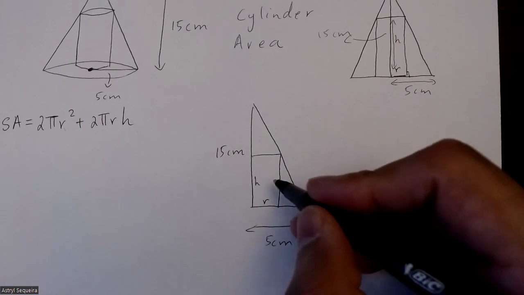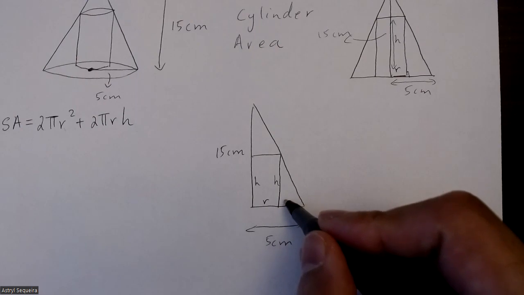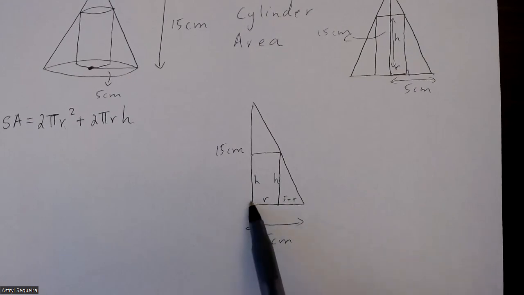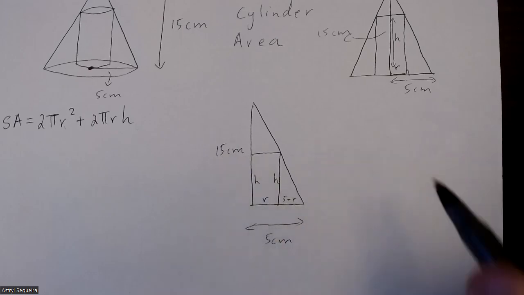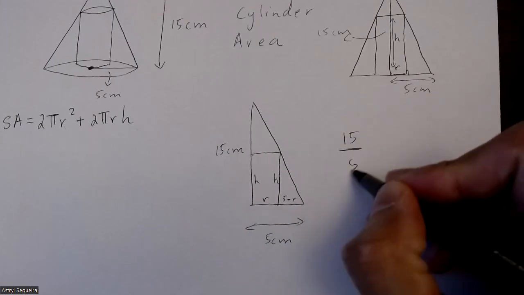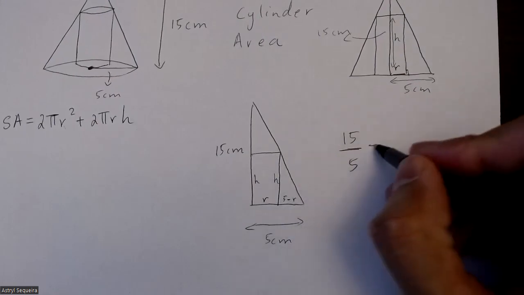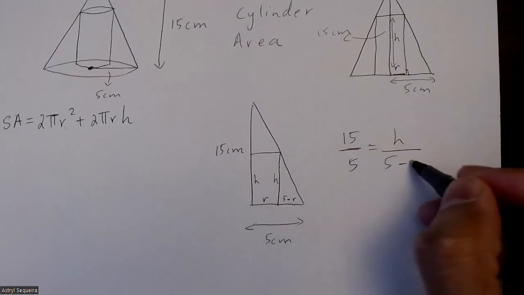If you look at this small triangle, this is also my h. This over here is going to be 5 minus r. Because if the whole thing is 5 and this is the radius of my cylinder, this is going to be 5 minus r. So now let me do my similar triangles equation. Actually, I'll do the bigger over smaller. 15 divided by 5. So this side over this side in the big triangle equals height divided by 5 minus r.